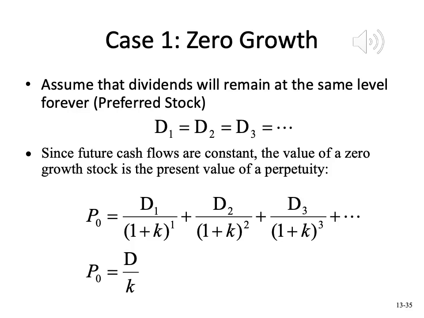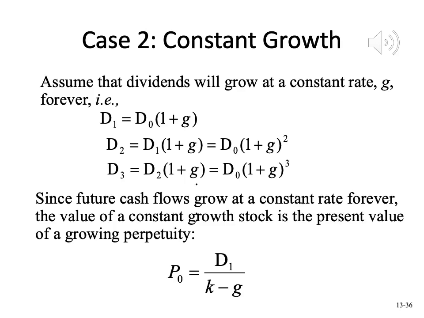Then we can change the stock formulation a little bit. So P0 is going to be all the discounted value of the future dividends. But D1, D2, D3 are all the same number, D. Then we can simplify this model to P0 equals D, the constant dividend, divided by the K. The second case is the constant growth model, which is the most popular model, and we have done a lot of exercise on it. P0 equals the next period dividend, D1, divided by K minus G.